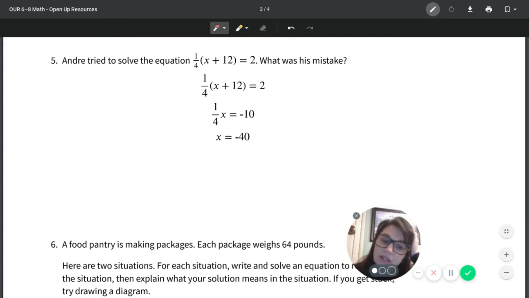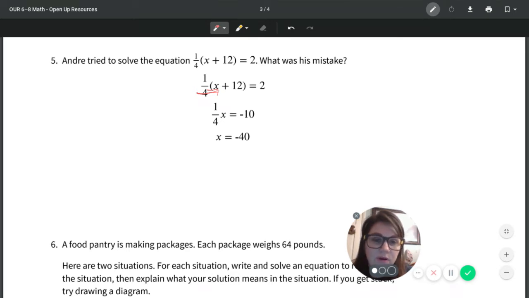So this is one where we need to find the mistake. And it says, Andre tried to solve the equation 1/4 times x plus 12 is equal to 2. Just like we just did, and I kind of messed it up a little. But ask, what is his mistake? So take a look at each step. It looks like he starts out trying to distribute because he has 1/4 x. But somewhere in the mix, he kind of loses this 12 here. Don't know what he did with it.